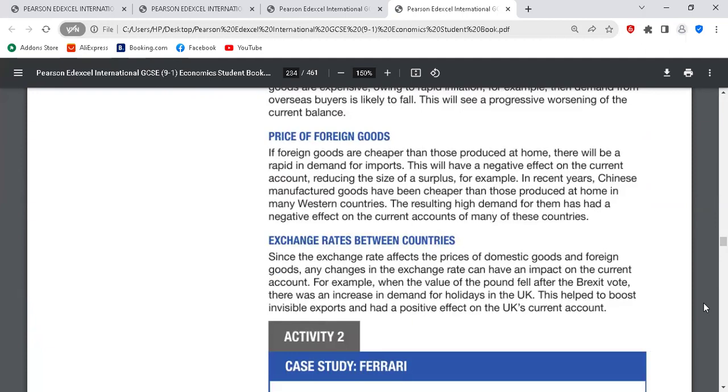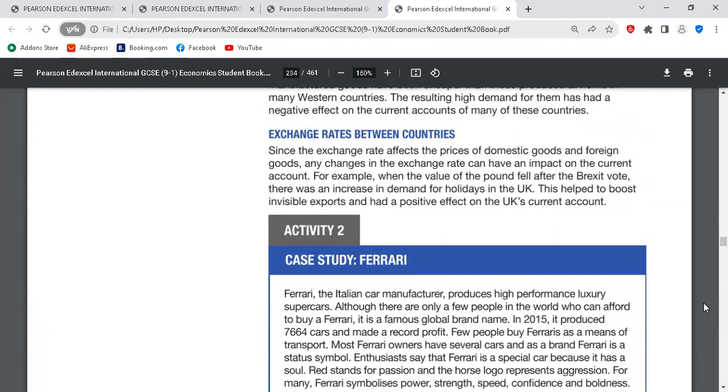Price of foreign goods. If foreign goods are cheaper than those produced at home, there will be a rapid rise in demand for imports. As a result of that, we do more of imports than exports. This will bring about current account balance deficit. Clear?